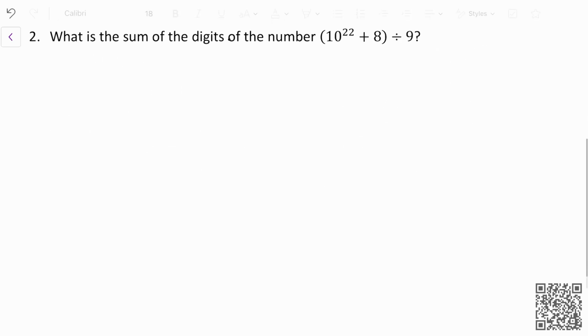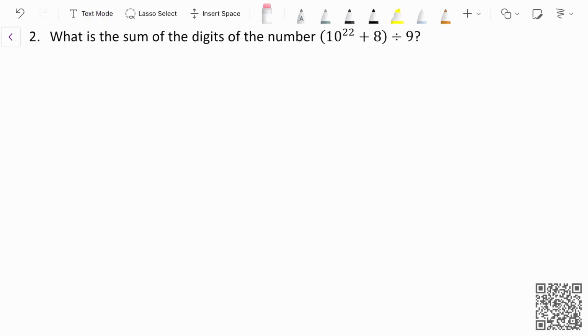Moving on to problem number 2, what is the sum of the digits of the number (10 to the power of 22 plus 8) divided by 9? In this problem, you can't really add the numbers in the parentheses yet, because that would make the question impossible and make you want to restart. But there is still a way to do this.